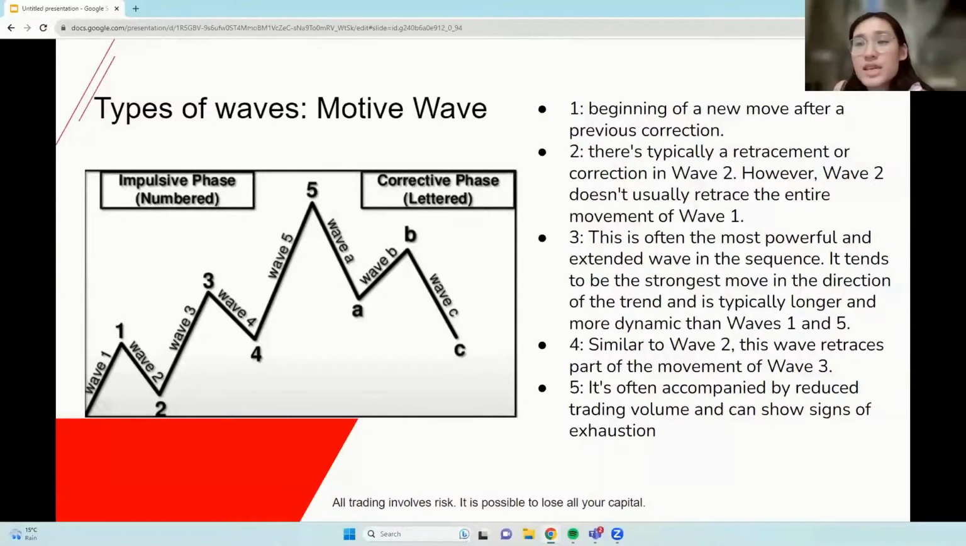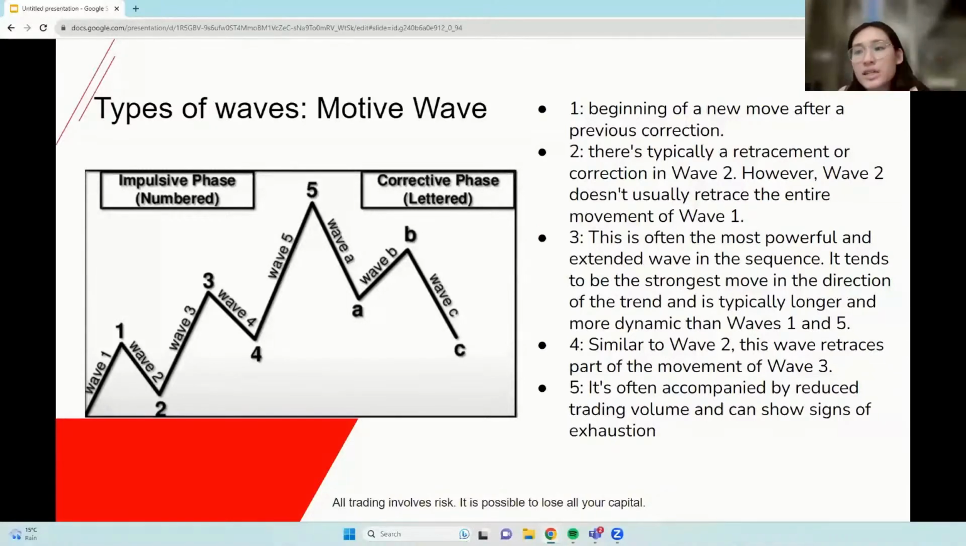Okay, for this impulsive phase, I forgot to mention, we're talking about the numbered phases here in the image that I've included. Okay, next, let's take a look at wave 4. At the number 4, following the strong move of wave 3, there's another corrective wave in wave 4. Similar to wave 2, this wave retraces part of the movement of wave 3.